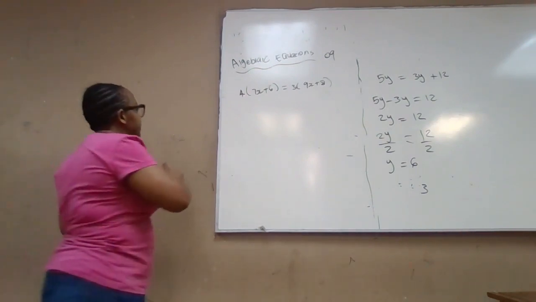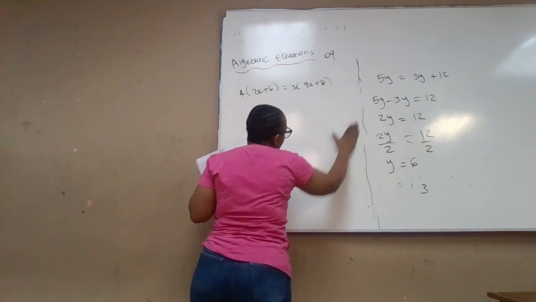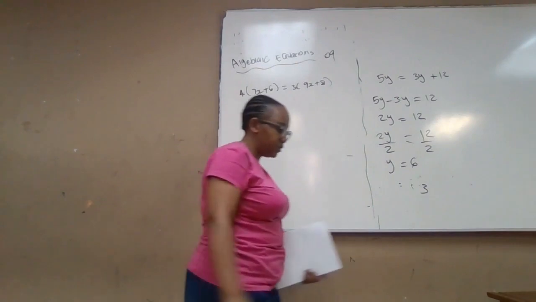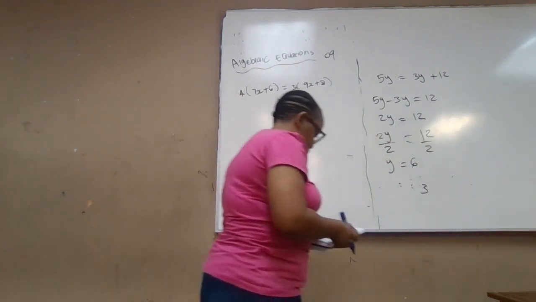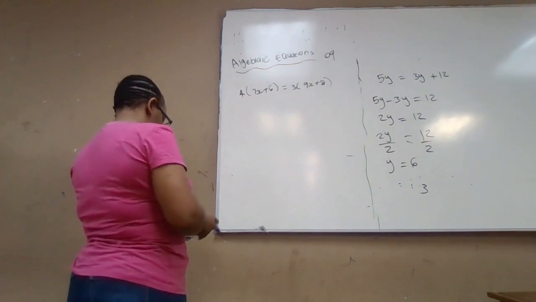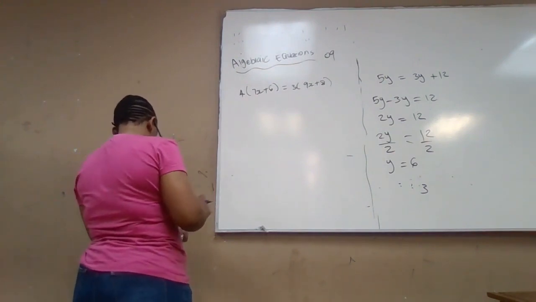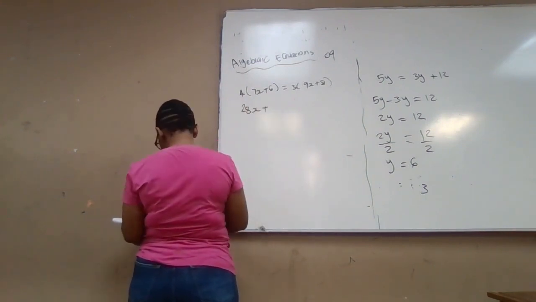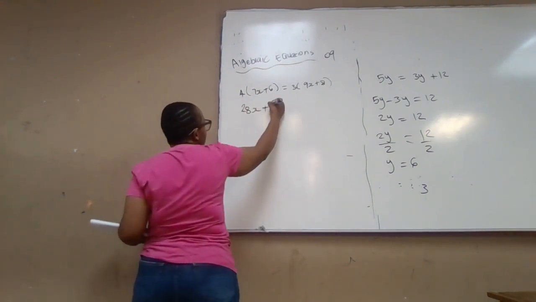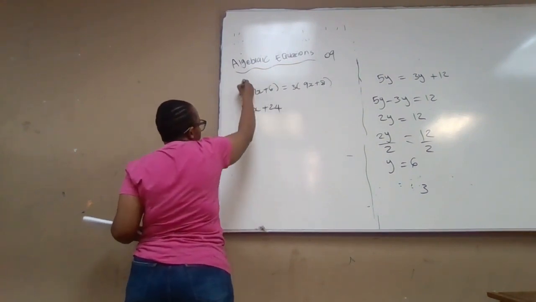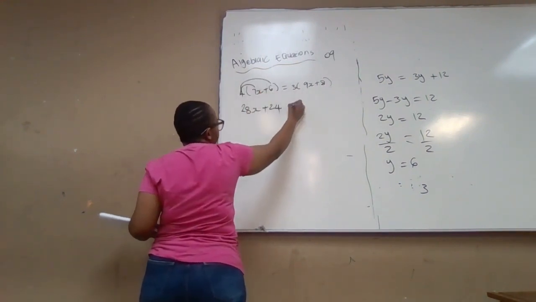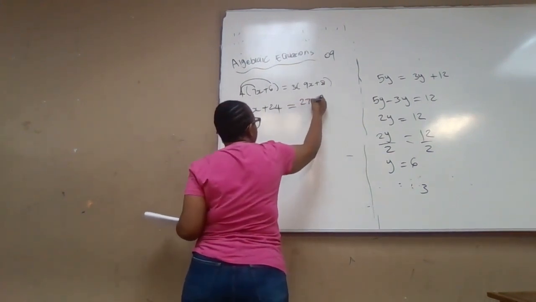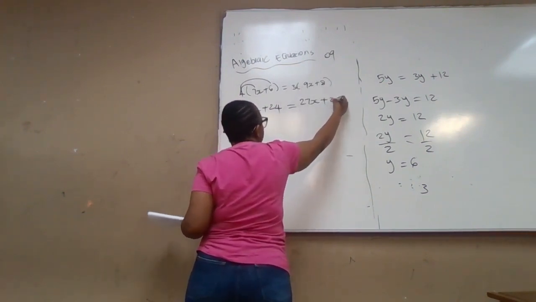What we must say is we must deal with the brackets first. So we are going to use the distribution property to get rid of the brackets. So 4 times 7, 6 times 4, we get 24. 3 times 9, we get 27x. 3 times 8, we get 24.